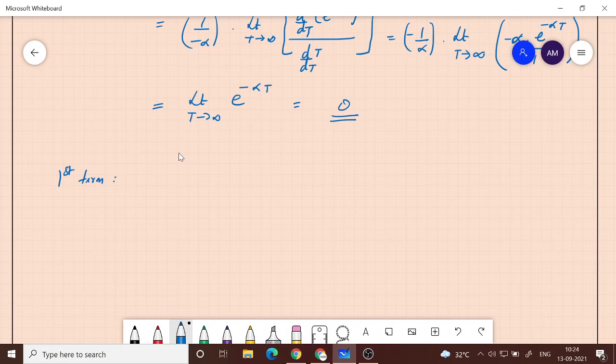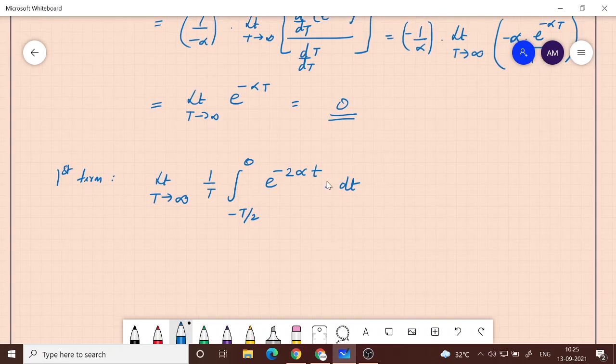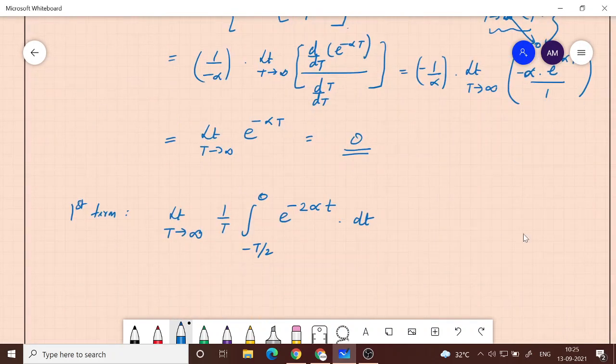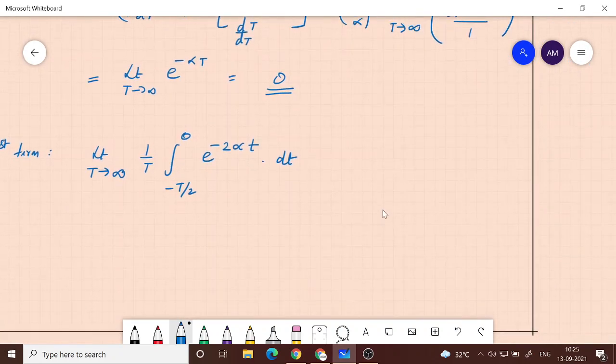So that is limit t tends to infinity 1 by t, this is minus t by 2 to 0 e raised to minus 2 alpha t dt, right? Okay, so how do we do this? So let's apply the limit, or let's integrate first of all.